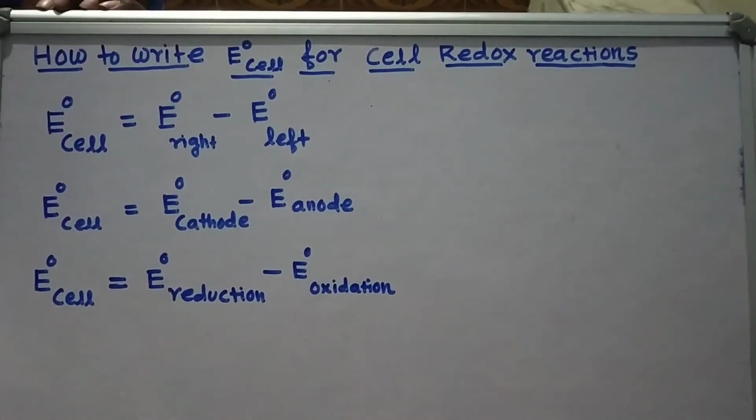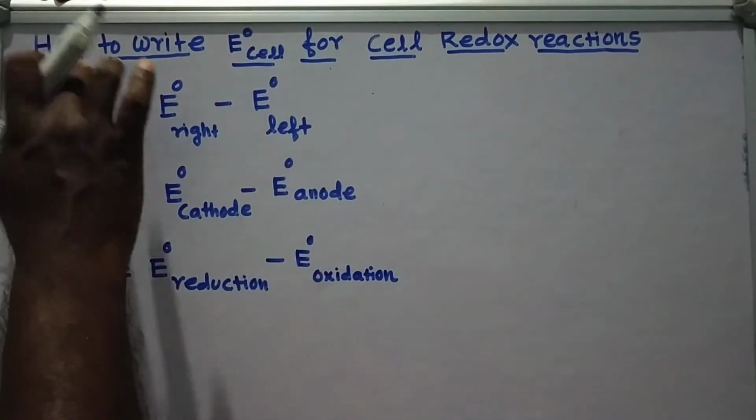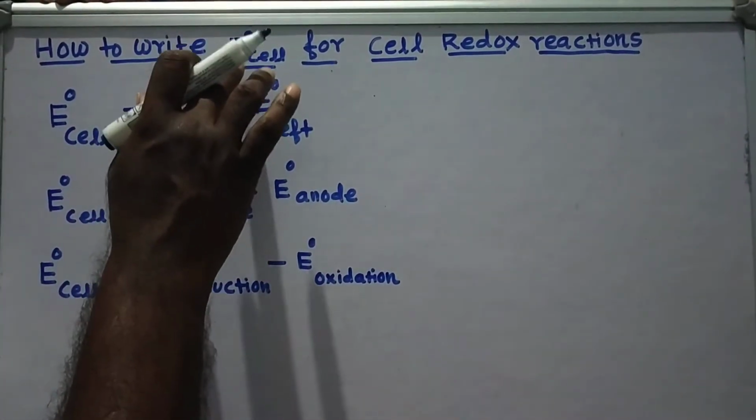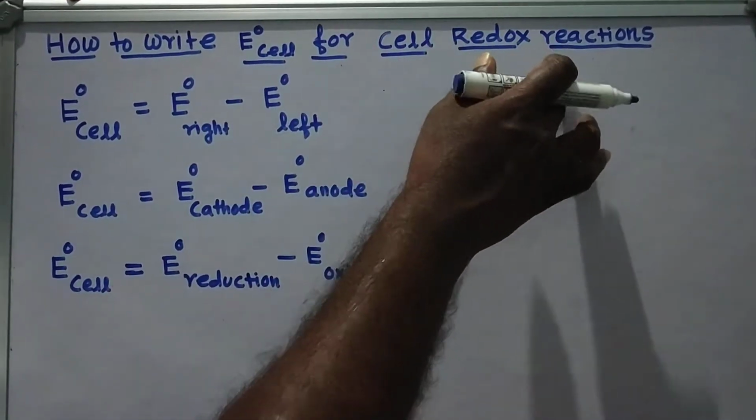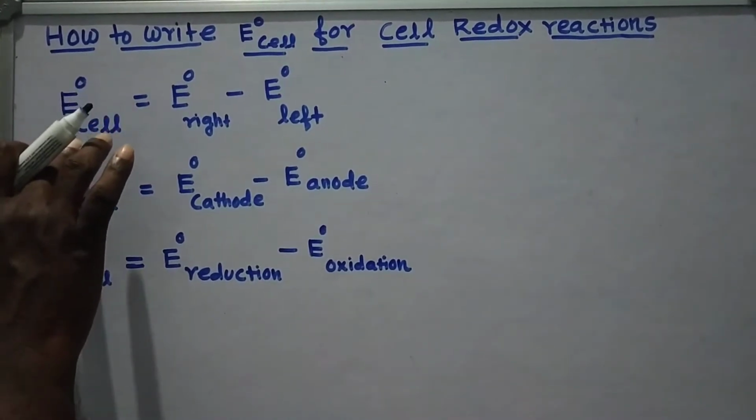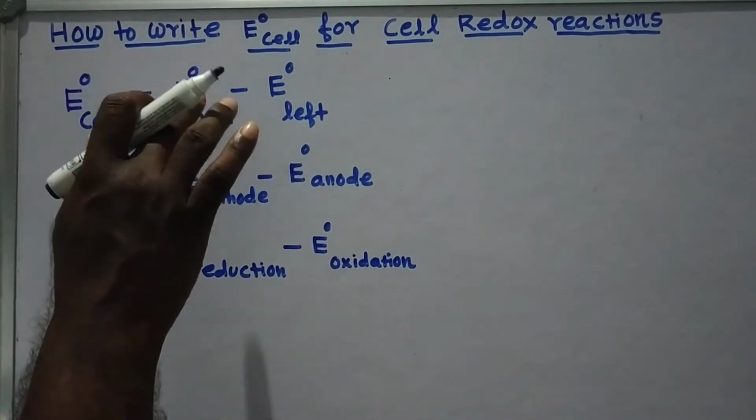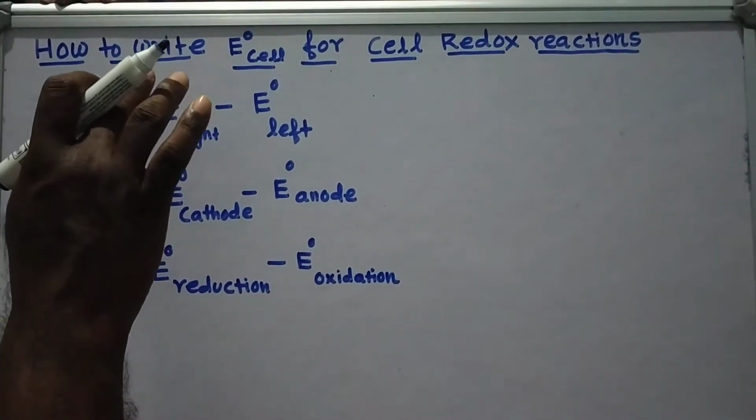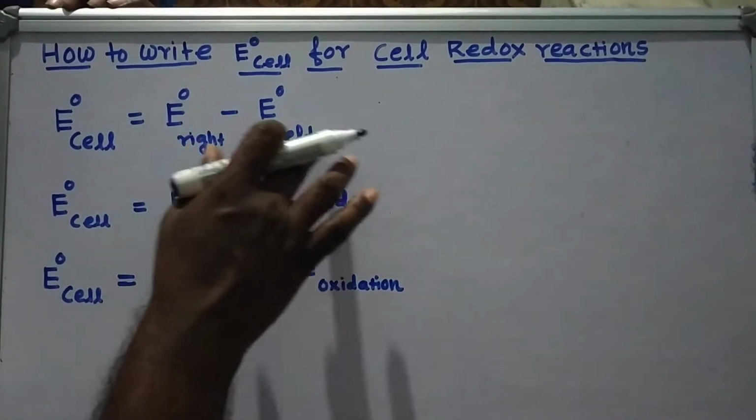Good morning, students. Today we are going to discuss an important topic in chemistry: how to write standard cell electrode potential for cell redox reactions. It's well known that standard cell potential is a difference in electrode potential between the cell that is written on the right hand side and the cell that is written on the left hand side.